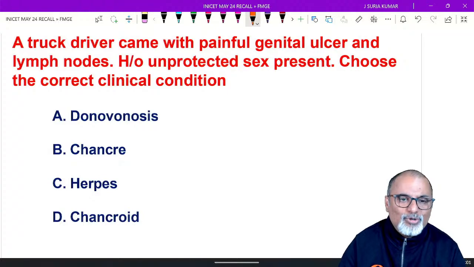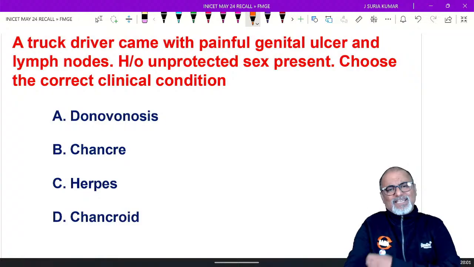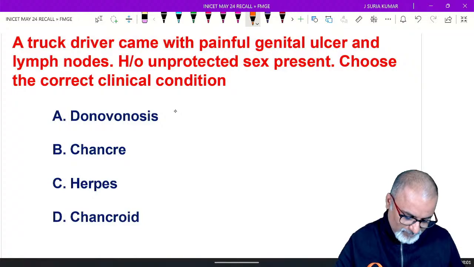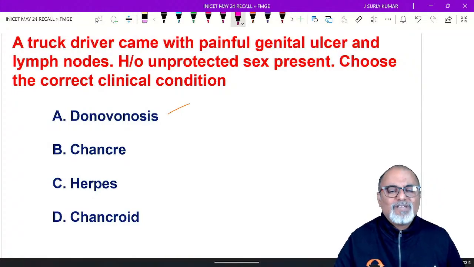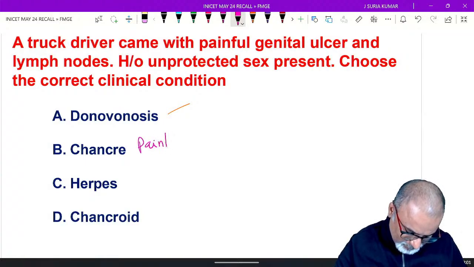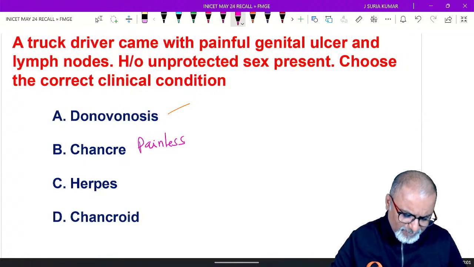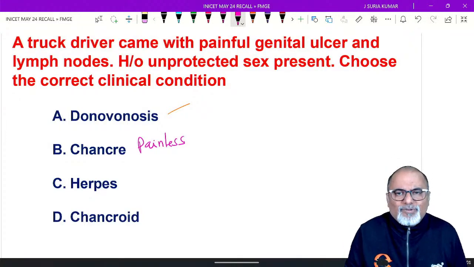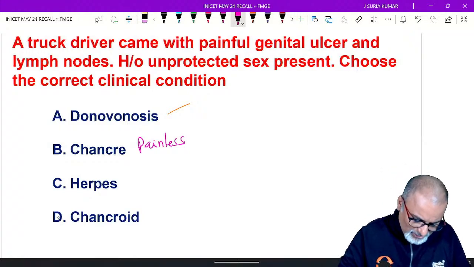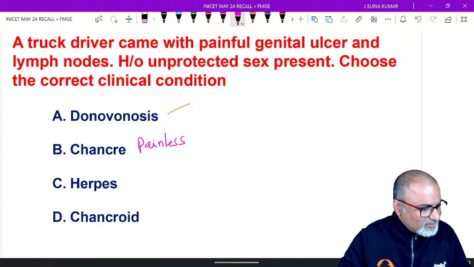So, donovanosis. It causes a beefy red ulcer, usually painless. When there is a secondary bacterial infection it may be painful, but it is painless. Chancre, here it means syphilis, hard chancre, it is painless. Herpes is usually painful, but its main presentation is a blister, which then leads to an ulcer. And lymph nodes, very important, painful lymph nodes we can see in chancroid. I can go for chancroid.